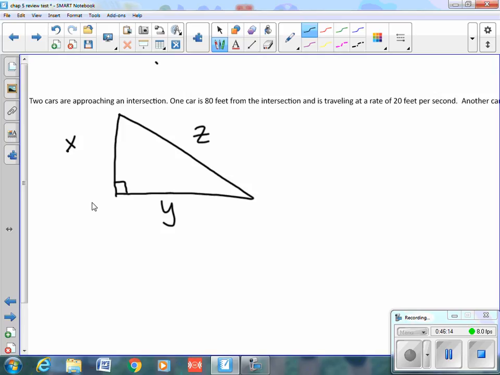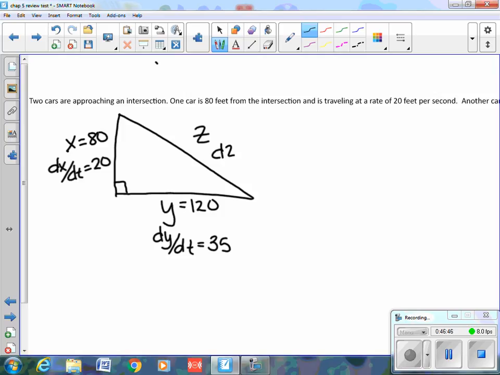2 cars are approaching. One car is 80 feet away, and it's traveling at a rate of 20 feet per second. So we know dx dt is 20. Another car is 120 feet away, and it's traveling at a rate of 35 feet per second. And now comes the next part. Find the rate of change of the distance between the 2 cars. We're trying to find dz dt.